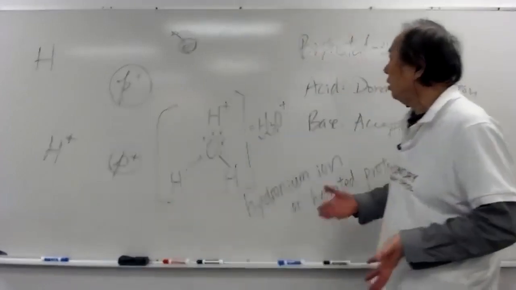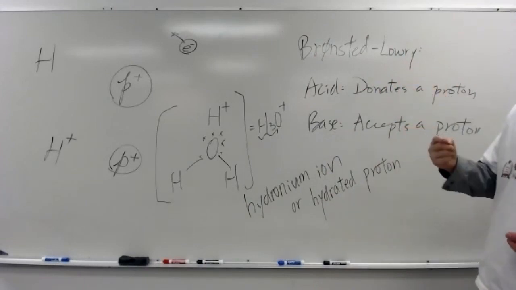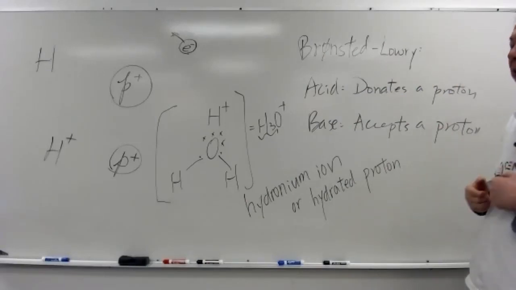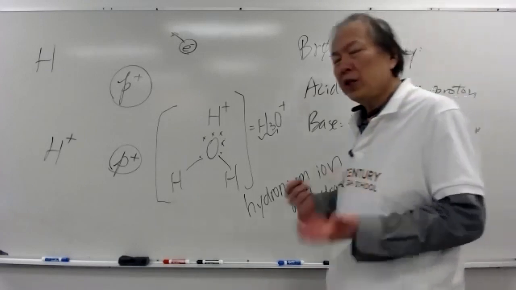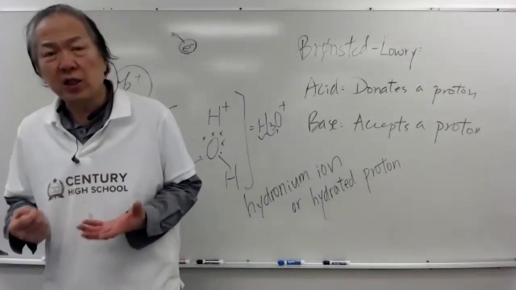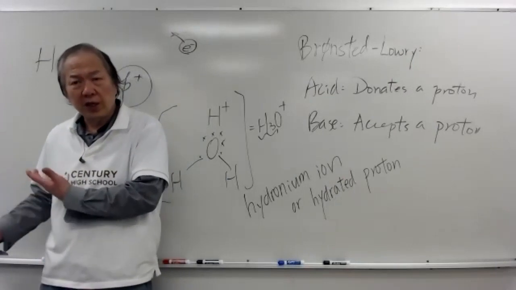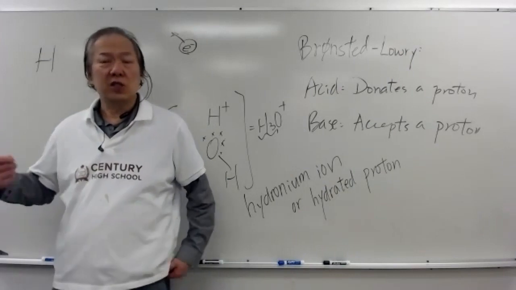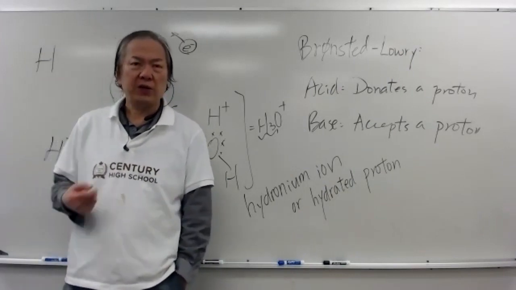Then we introduce the Bronsted-Lowry acid and the base. Anything that can donate H plus, we call the acid. Anything that can receive H plus, we call the base. And then we introduce what is the strong acid and what is the weak acid. It depends on what percent releases H plus in the water. If that's 100%, we call it the strong acid. If that's less than 100%, we call it the weak acid.